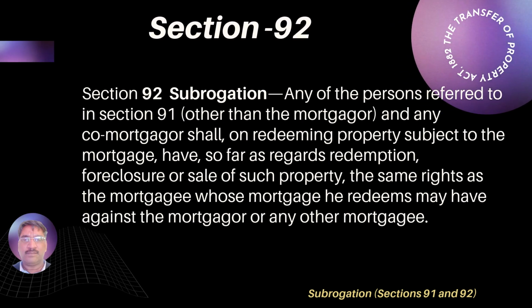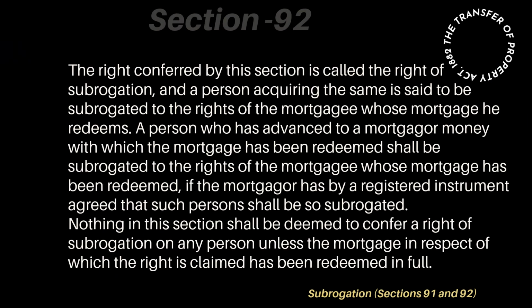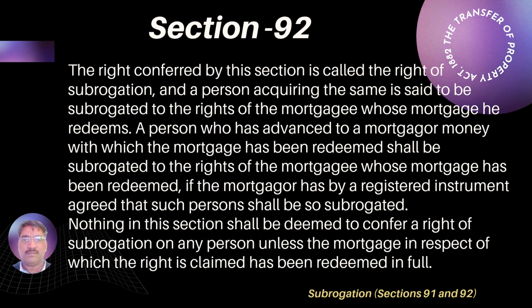Section 92. Subrogation. Any of the persons referred to in Section 91, other than the mortgager and any co-mortgager, shall, on redeeming property subject to the mortgage, have, so far as regards redemption, foreclosure or sale of such property, the same rights as the mortgagee whose mortgage he redeems may have against the mortgager or any other mortgagee. The right conferred by this section is called the right of subrogation, and a person acquiring the same is said to be subrogated to the rights of the mortgagee whose mortgage he redeems.